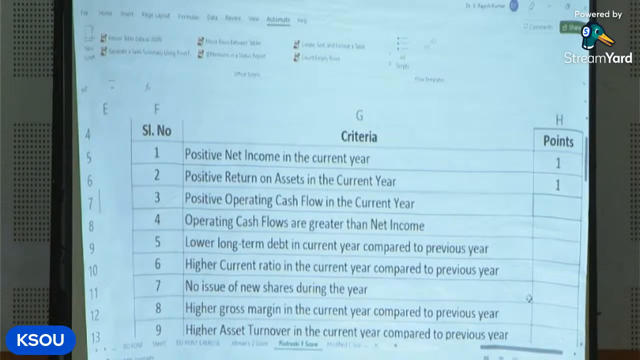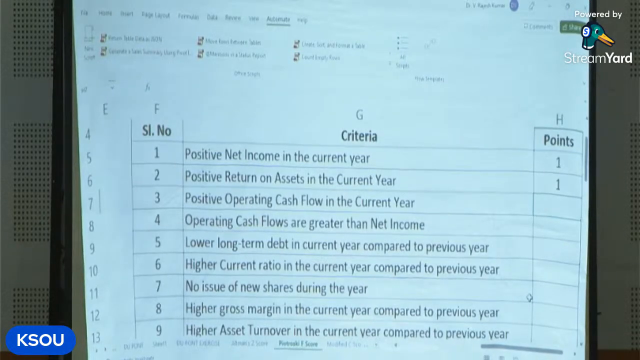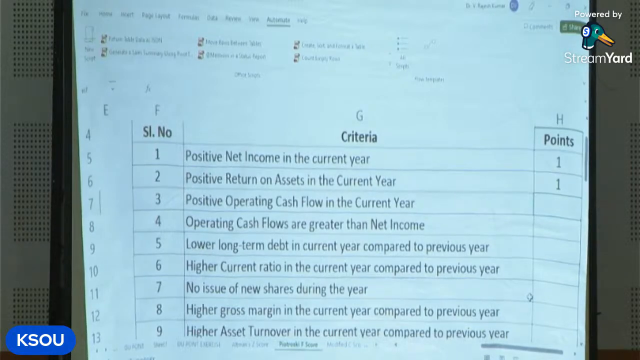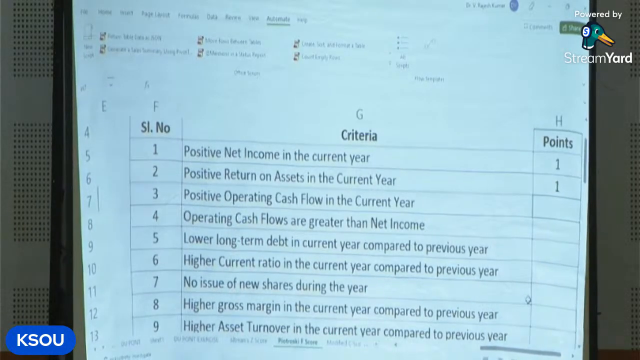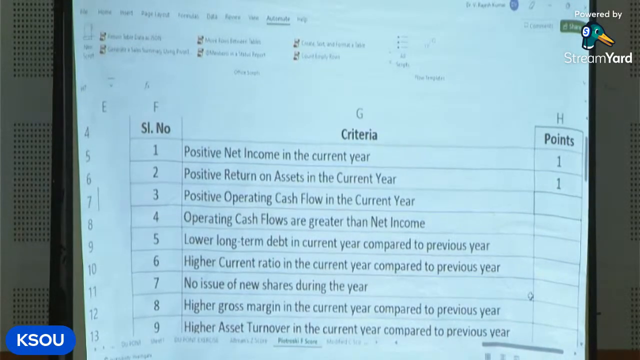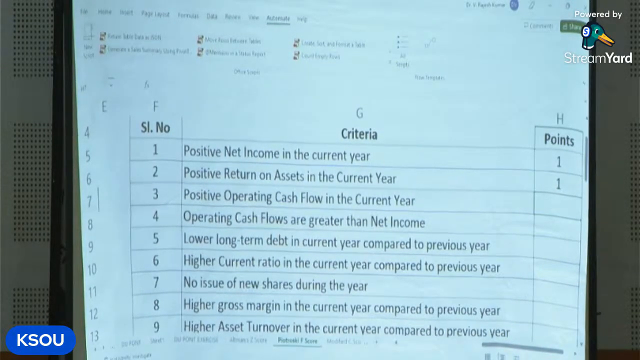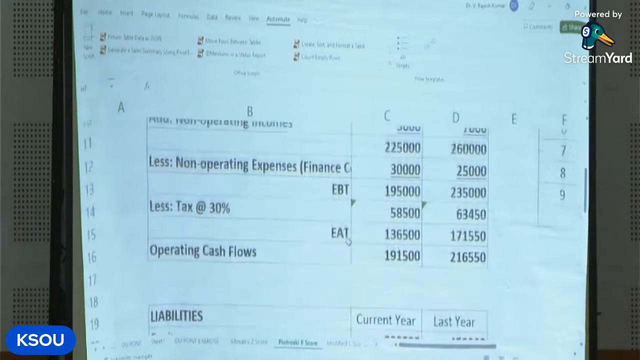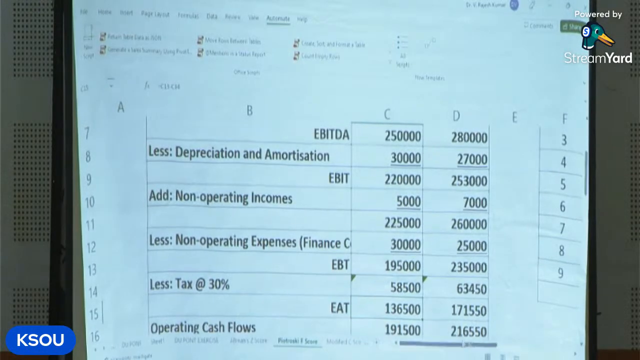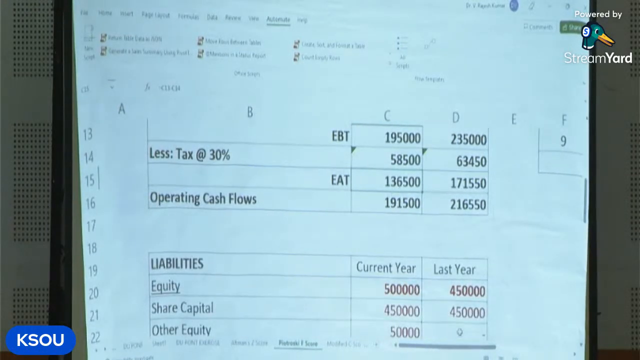Third, positive operating cash flow in the current year. Now, where can I get operating cash flow? One, you can calculate net profit plus depreciation, or directly you can take it from the cash flow statement. Cash flow statement, operating cash flow. Now, the simplest way to calculate, as I said, is earnings after tax plus depreciation. Is it positive? Yes.